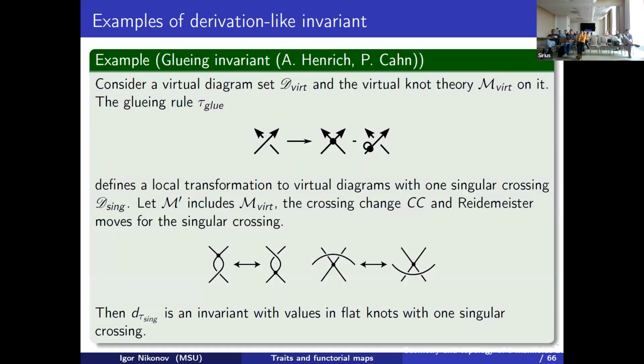And now some examples. For example, we can consider this operation which glues the crossing, so that it is replaced with a singular cross. The result is a diagram with one single cross. If we consider the reduced move for this single crossing shown below, then we get an invariant. The tau derivation gives an invariant in this case, and this invariant is the Green invariant considered by Ellis and Henry.